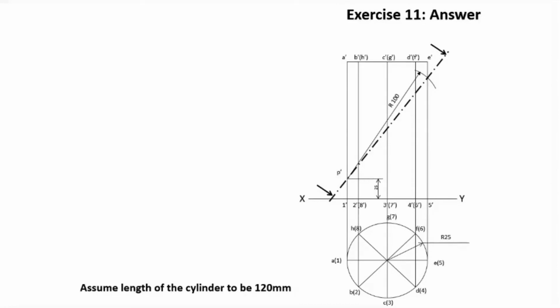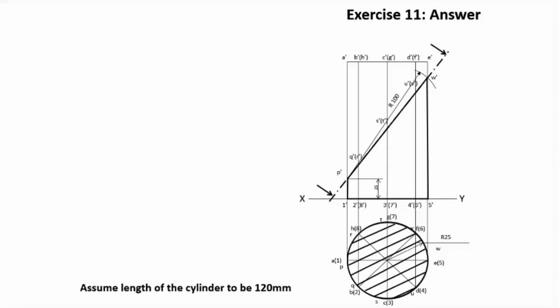Then the newly found endpoints of the generators are marked: P dash, Q dash, R dash, S dash, T dash, U dash, V dash, W dash. Then those points are marked in the top view: P, Q, R, S, T, U, V, W. Now the front view is completed with only the section that is remaining, and in the top view the entire circle is to be hatched, since it forms a complete ellipse.